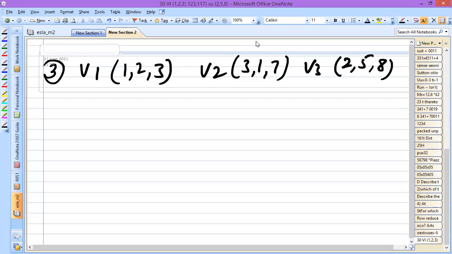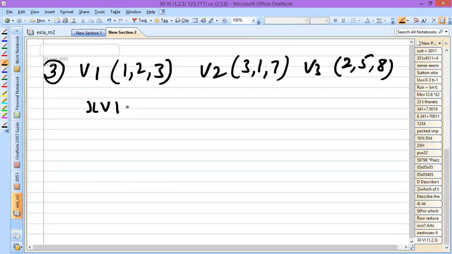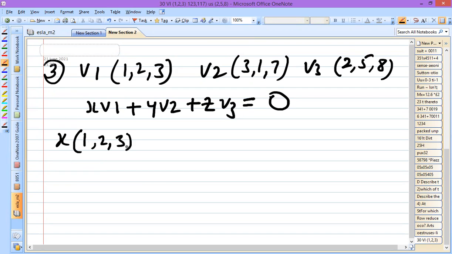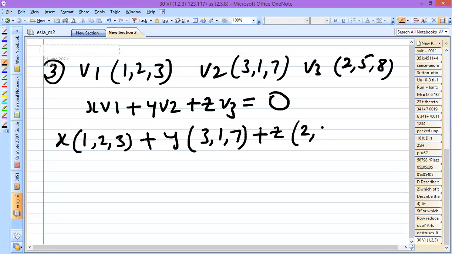For that, I'll just show the method. First let us consider the equation x v1 plus y v2 plus z v3, which should be equal to 0. This can be written as x, the constant we have taken, times (1, 2, 3), plus y times (3, 1, 7), plus z times (2, 5, 8), equal to, since 3 elements are there, 3 zeros on the right hand side.